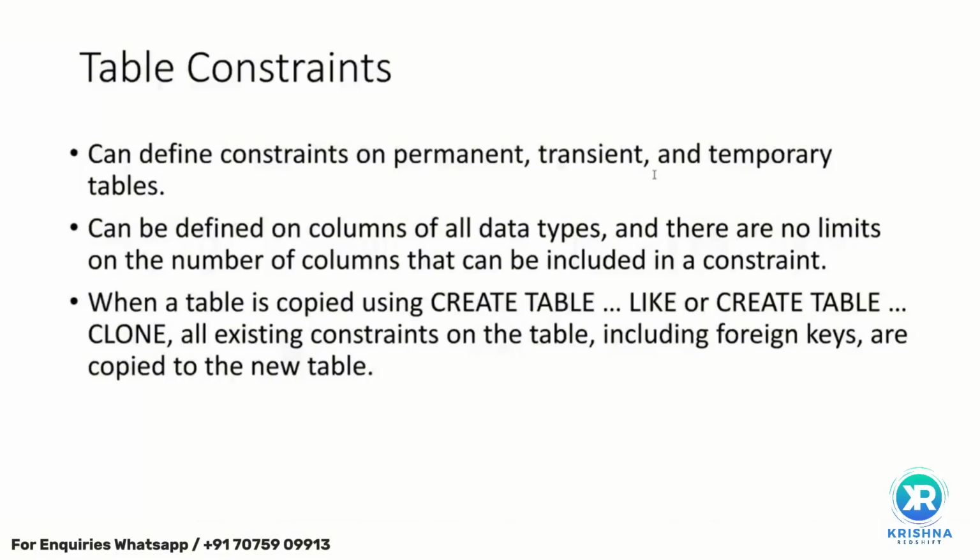These are all table properties. Okay, we can define for all the columns, for any of the data types. And all these things can be defined on columns of all data types, and there is no limit on the number of columns that can be included in a constraint. So there is no difference like that.